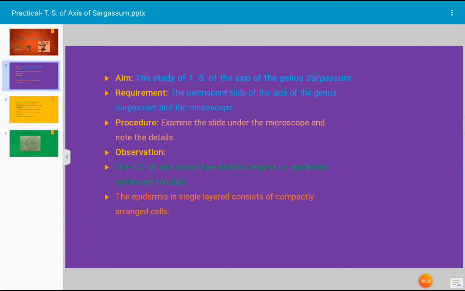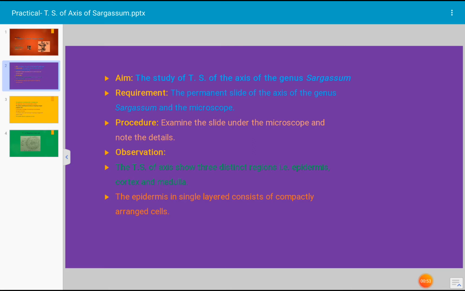What we require for the practical is the permanent slide of axis of the genus Sargassum, and we need a microscope to observe the slide. And in procedure, what you have to do is examine the slide under the microscope, and you have to write all the details whatever you see in the microscope, in the permanent slide, that you have to note.